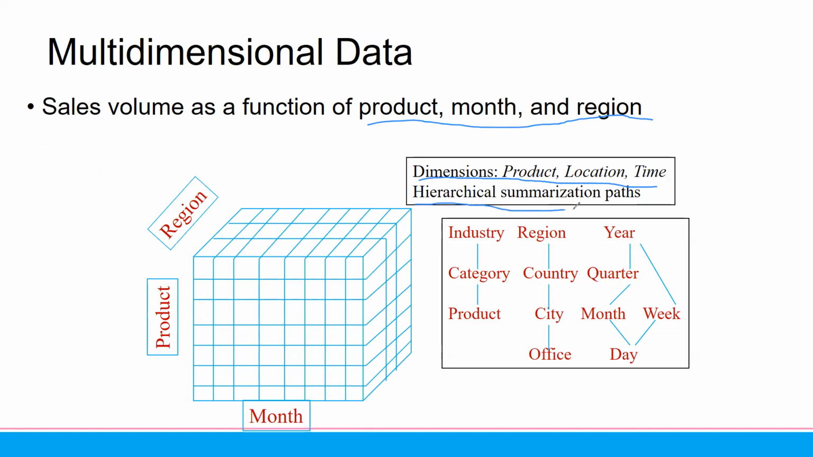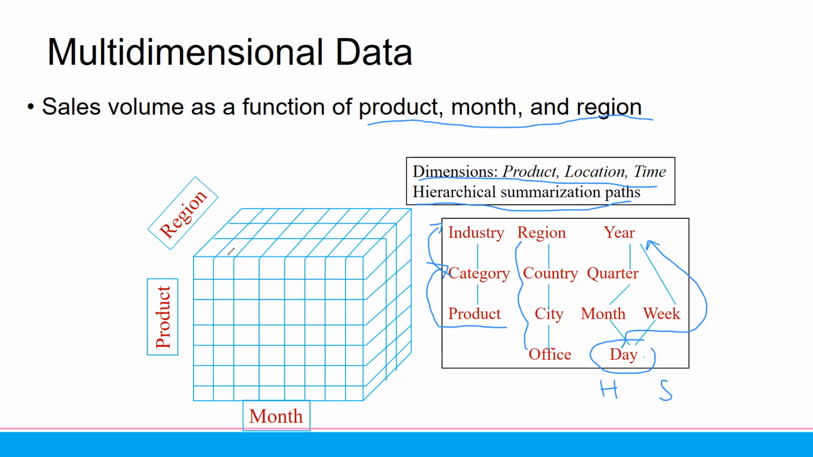And we have the hierarchical summarization path. Let's say if it is the product, then the upper level is the category, and the upper level is the industry. If it is office, the upper level is city, then country, and the other level is region. With time, the low level, maybe we have hour, second. But let's say if I have day, you can go up until year.